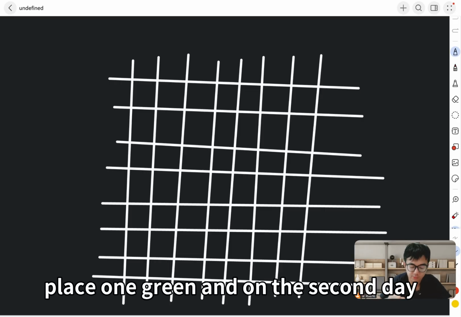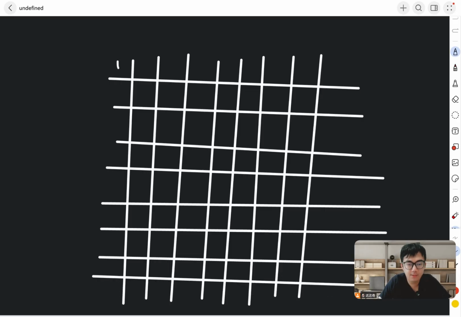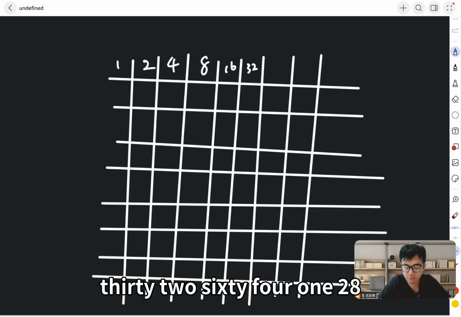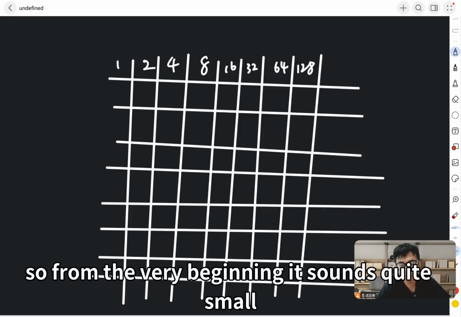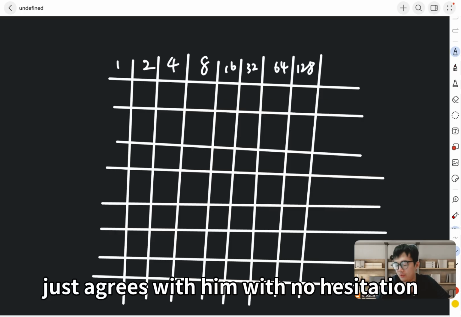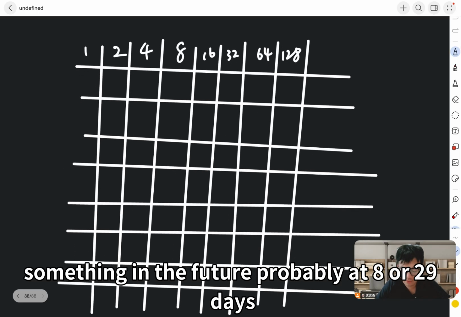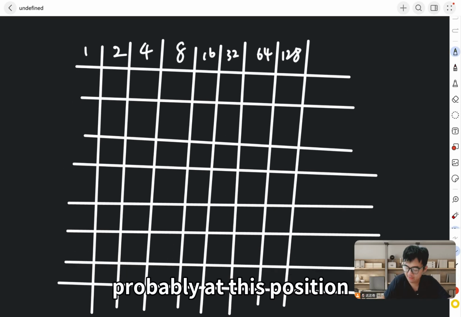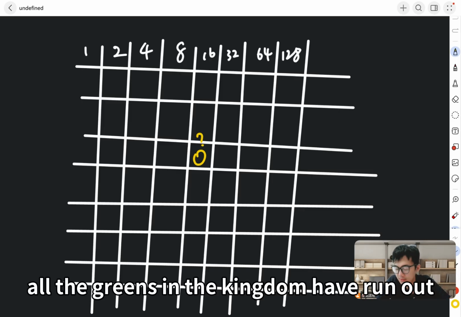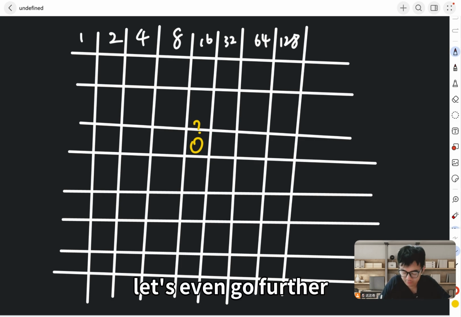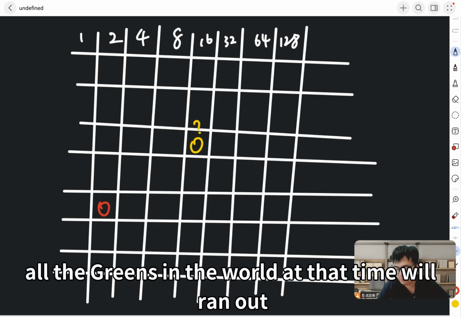On the first day, place 1 grain. And on the second day, place 2 grains, and the third day 4, 8, 16, 32, 64, 128. So from the very beginning, it sounds quite small, and the king just agrees with no hesitation. But someday in the future, probably at 28 or 29 days, all the grain in that kingdom has run out. And let's go even further. Probably in 40 days, all the grain in the world at that time will run out.